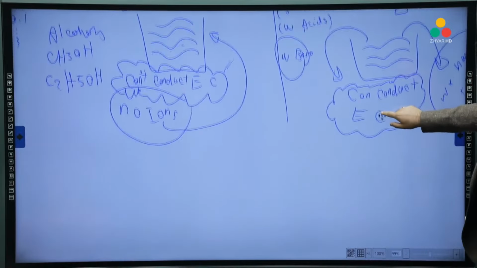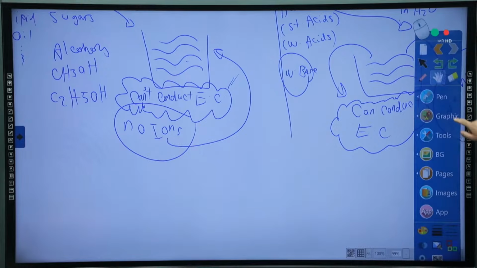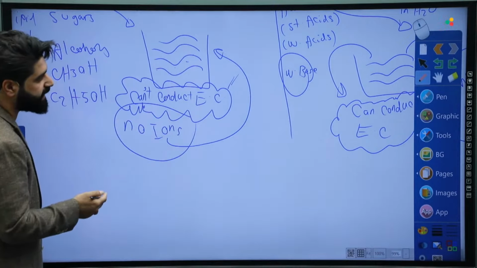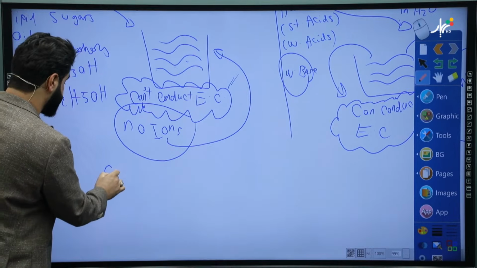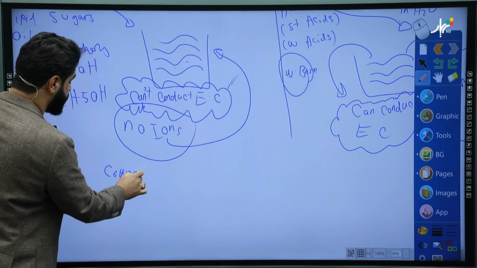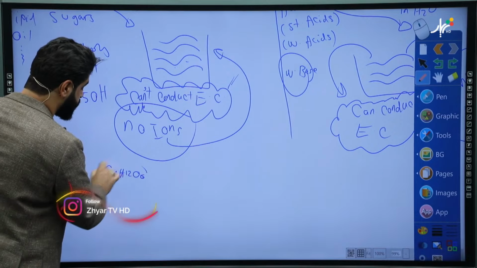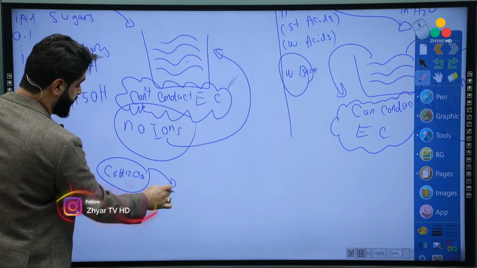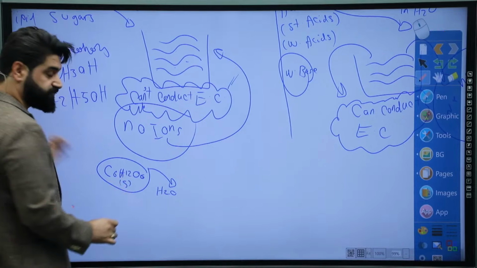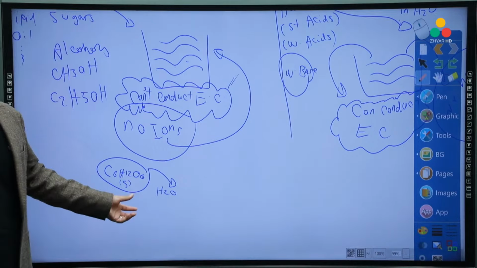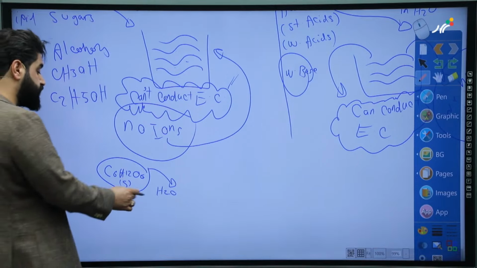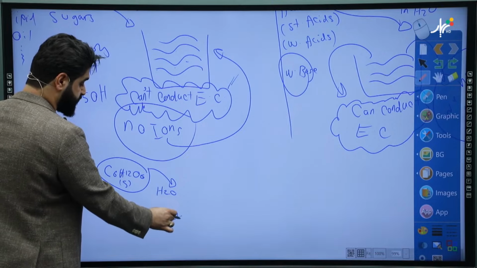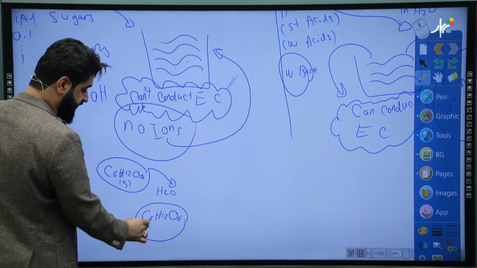Now I want to write some reactions to see why they cannot conduct electricity. For example, we have sugar, C6H12O6. As a first step, we know that sugar is a solid. When we put it into water, it will be C6H12O6 as a dissolved substance.